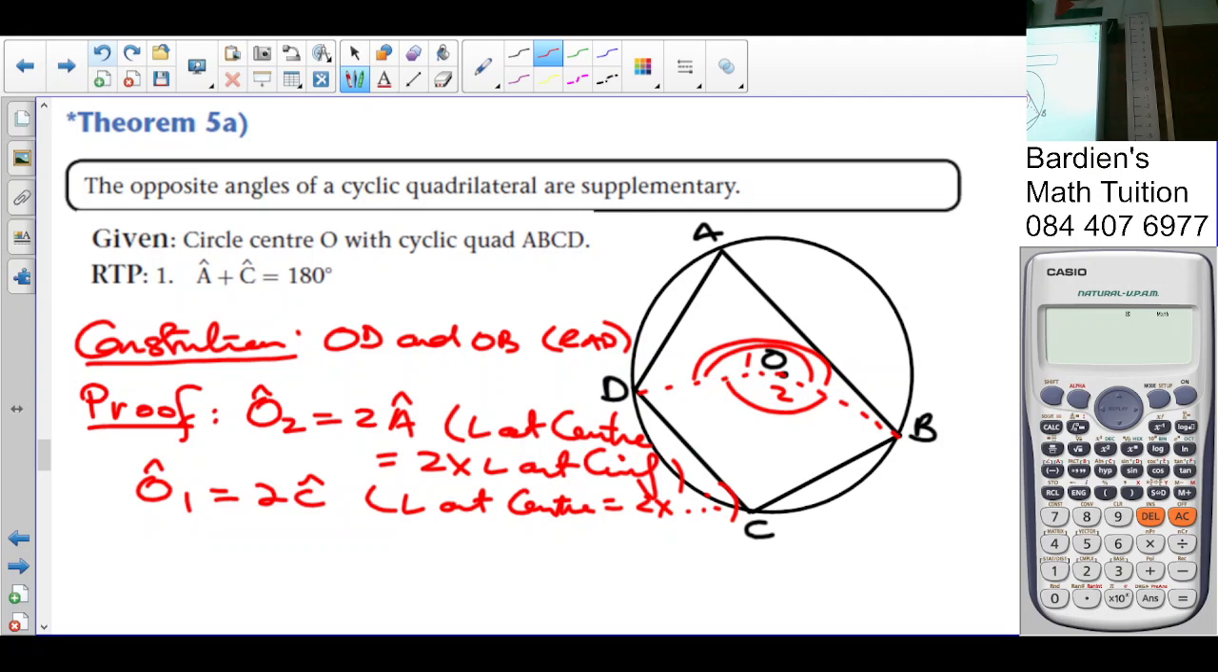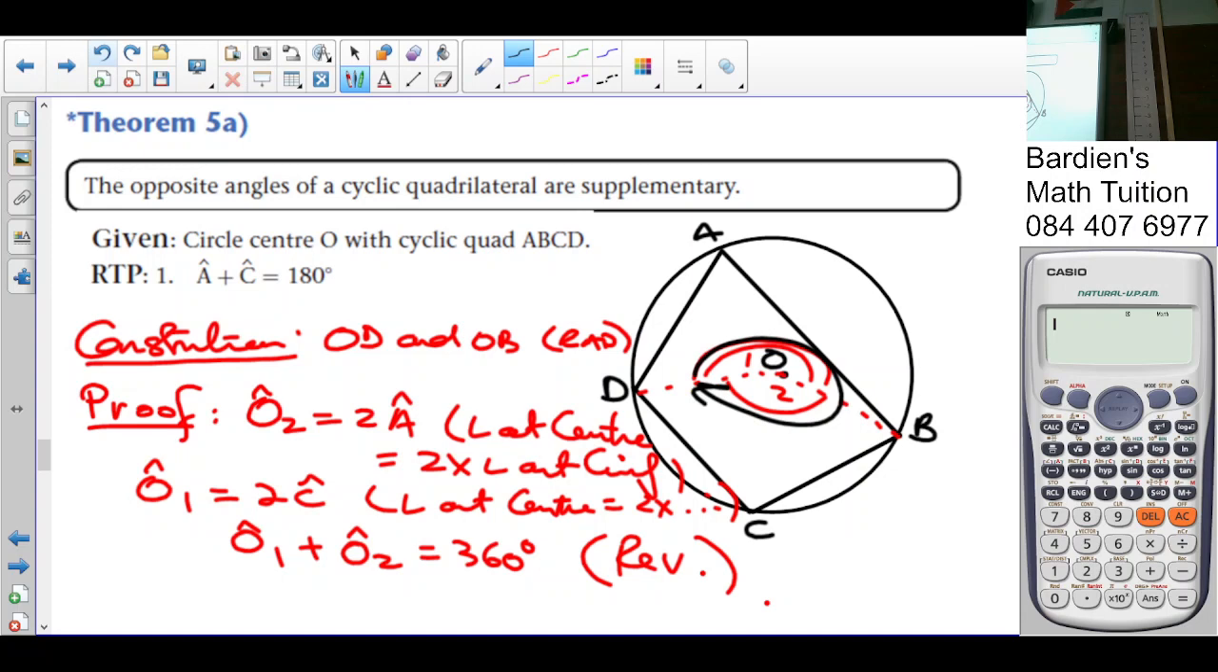But what do we know? So exactly your understanding of that there is going to come into play. We know that angle O1 plus angle O2 is equal to 360 degrees. Why? It's a revolution. Or angles around a point. Not so? Those angles add up to 360, or 1 and 2. Not so? You all agree with that?